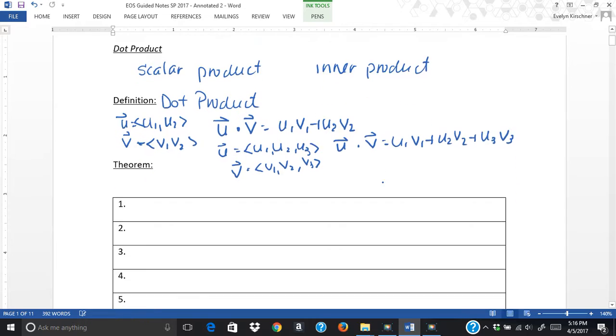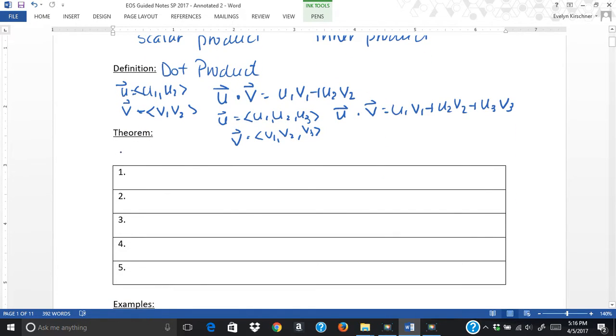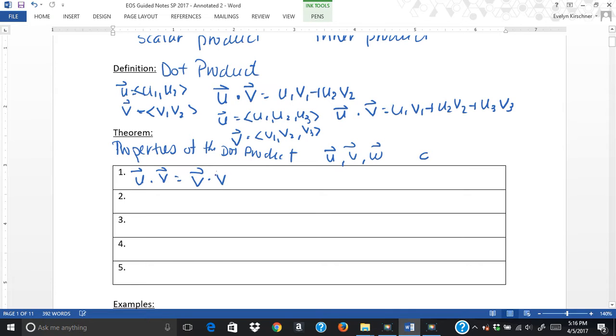Now, the dot product has some properties. So this theorem is the properties of the dot product. I have three vectors, u, v, and w, and c is a scalar. So the first thing I know is u dot v is the same as v dot u. And I know that u dot (v plus w) is the same as u dot v plus u dot w.